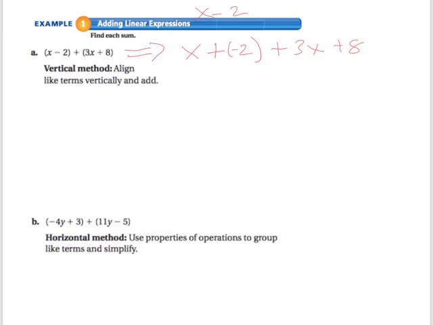So now that we have full addition, I'm going to go ahead and use the vertical method. So I'm just going to line these up vertically. So I have x plus -2 plus 3x plus 8. And then you can go ahead and just add these as you would if, say, you were adding two whole numbers together. So -2 plus 8 we know is 6, because remember, if you're ever adding a negative to a positive, it's the same as subtracting. So 8 minus 2 is 6. I'm going to bring down that addition sign, and then 3x plus x is 4x.